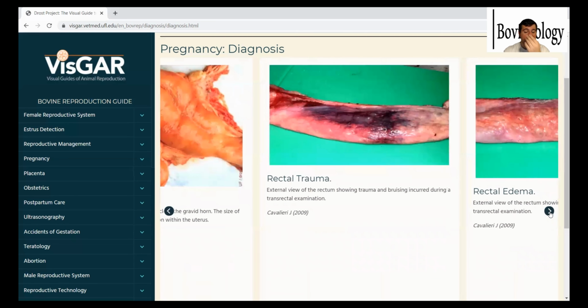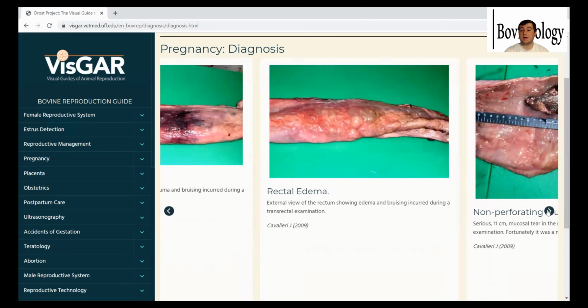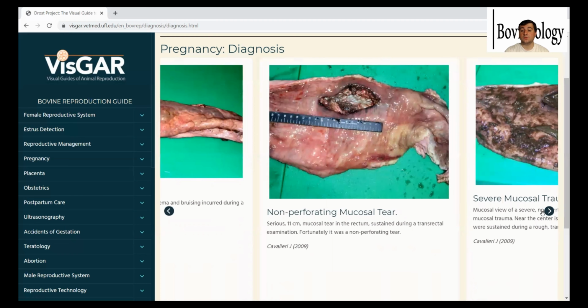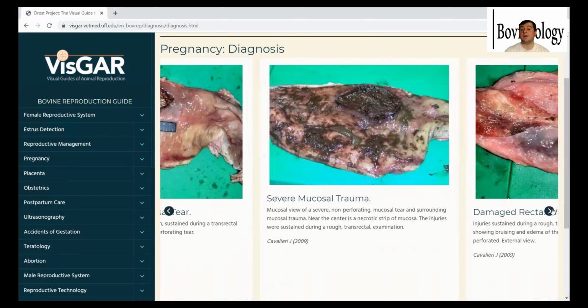This picture is very nice because it reminds us that we're doing perectal palpation. We want to retract the uterus. We want to diagnose pregnancy, or if the animal is not pregnant, of course, as well. But we have to be careful because this is an animal, not a walking uterus, and you can actually hurt the animal, and even kill the animal, depending on how brute you are. So here we have pictures of rectal trauma, rectal edema, non-perforating mucosal tear, severe mucosal trauma, and so forth.